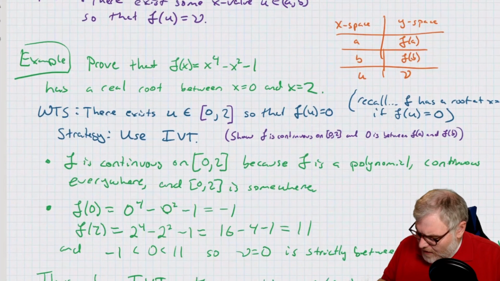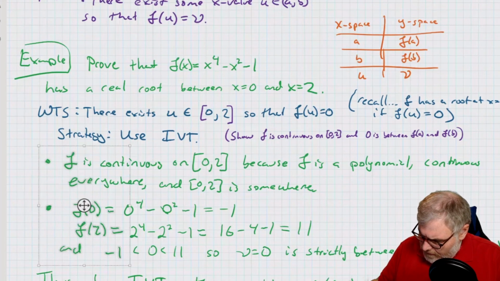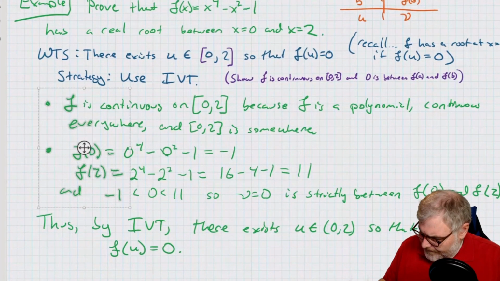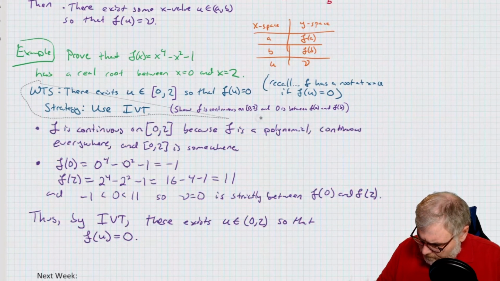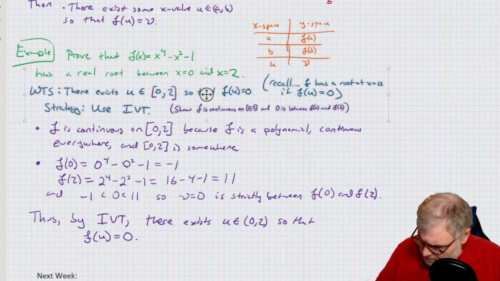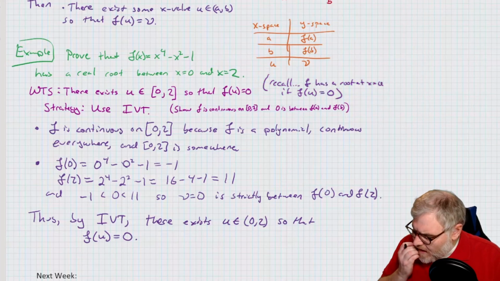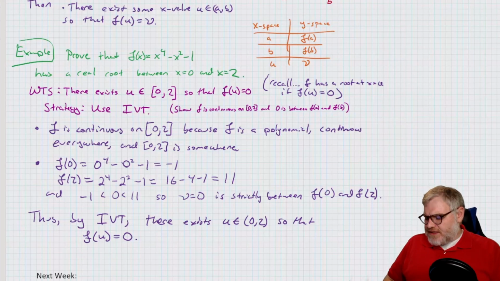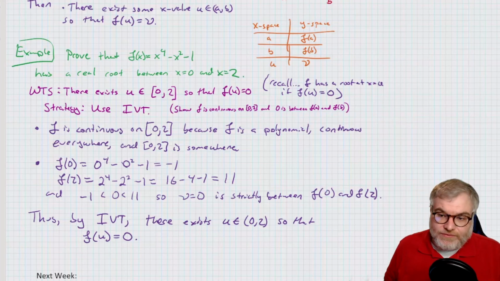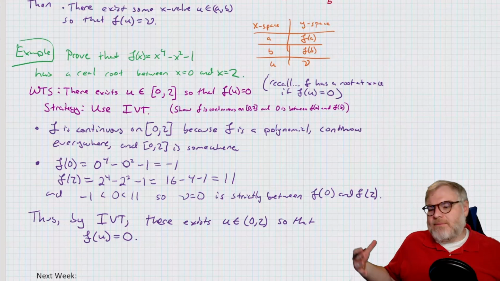So that's what I need to show here. So the first thing I'm going to show is that f is continuous. Okay, so I need to show that f is continuous on [0, 2], and that 0, my V, is between f of A and f of B. So f is continuous on [0, 2] because f is a polynomial, and polynomials are continuous everywhere. And [0, 2] is somewhere. So if I'm continuous everywhere, I'm continuous at the somewhere.